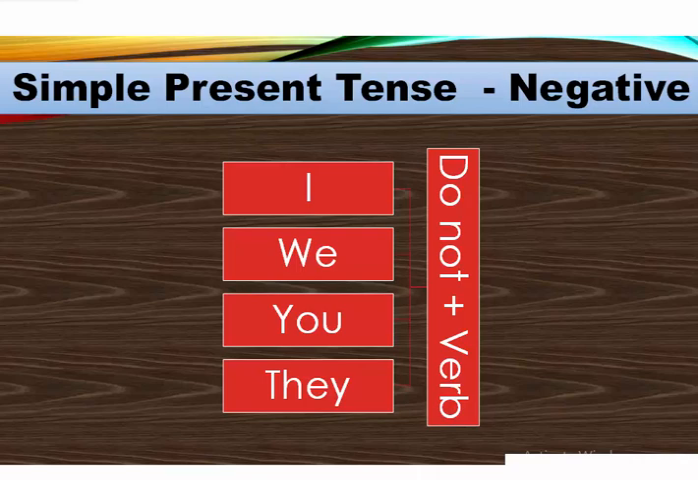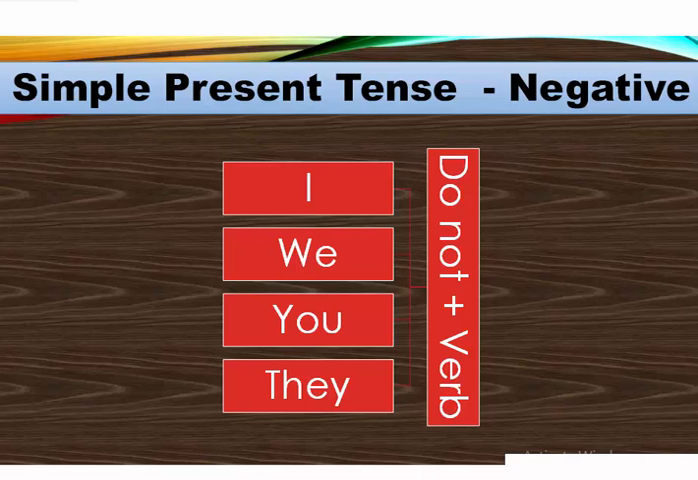Now let's see the simple present tense negative form. Before we saw the affirmative form, that is a positive one. This is the negative one. Do not. I, we, you, they come. It will join with do not and the verb.